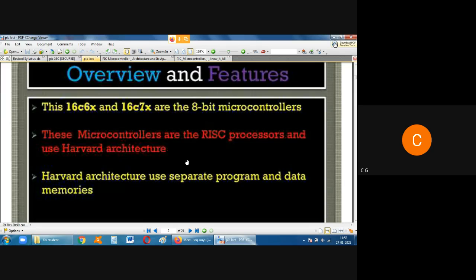If you subtract the memory, then it is a microprocessor. If you add the memory, it becomes a microcontroller. If you have some display along with the microcontroller, then it will go into a microcomputer. So this is a kind of framework we have.